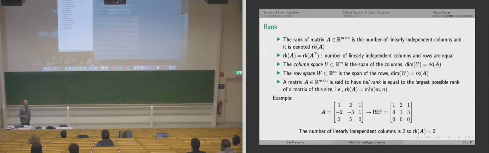Then last week what we talked a lot about was the Gaussian elimination algorithm, and it can be used to compute the rank of a matrix as well.